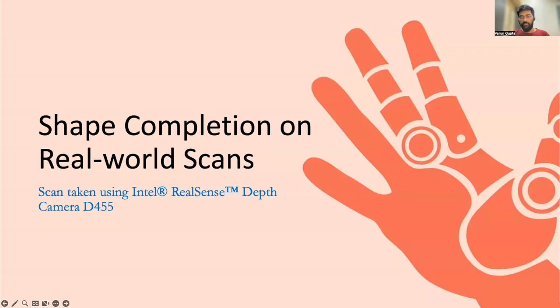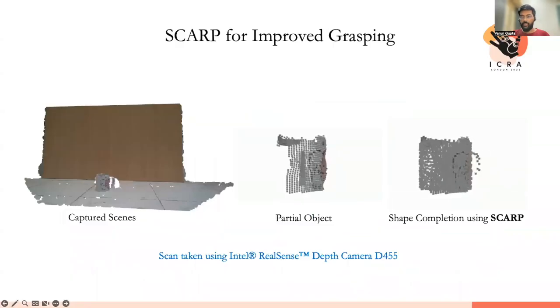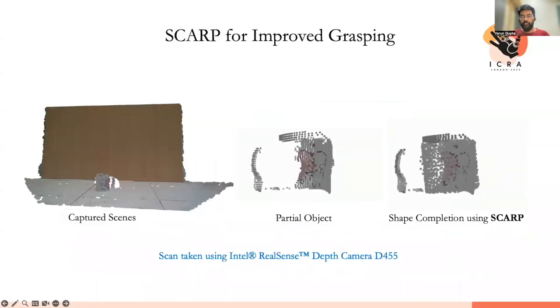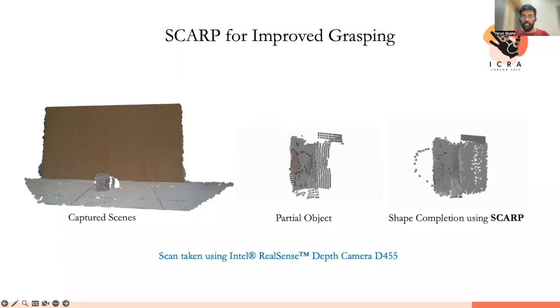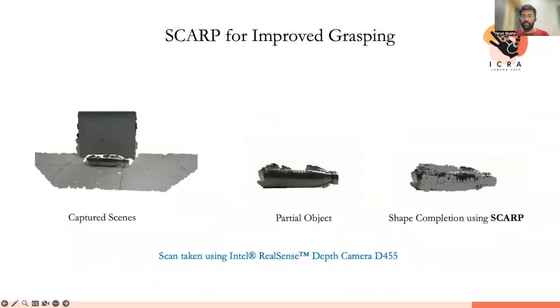We end our presentation with two examples of shape completion on real-world scans of objects in our lab taken using depth cameras. To the best of our knowledge, we are the first to do shape completion on partial real-world scans. SCARP performs equally well on these objects, indicating the benefits of our model.